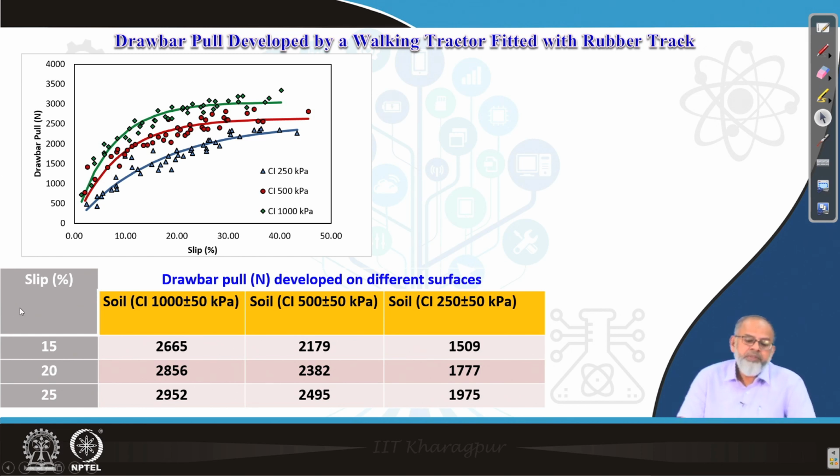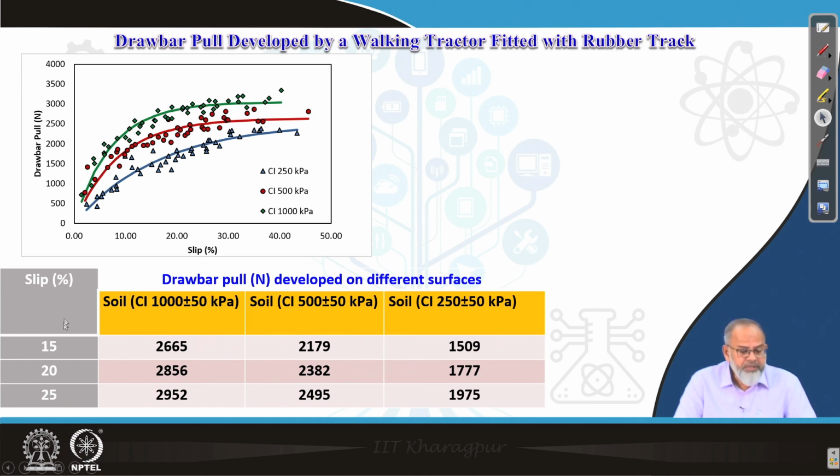So, the nature of the curve is similar in all these 3 soil conditions. That means it initially increases at a faster rate, then slowly it reaches a peak. After that, it remains almost constant. So, the pull which is developed in hard soil and the pull which is developed in soft soil, they are not the same. So, there is a variation, in the sense there is a difference.